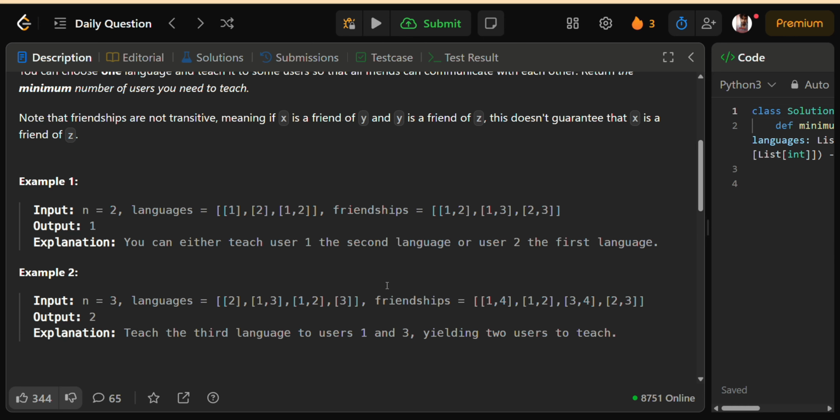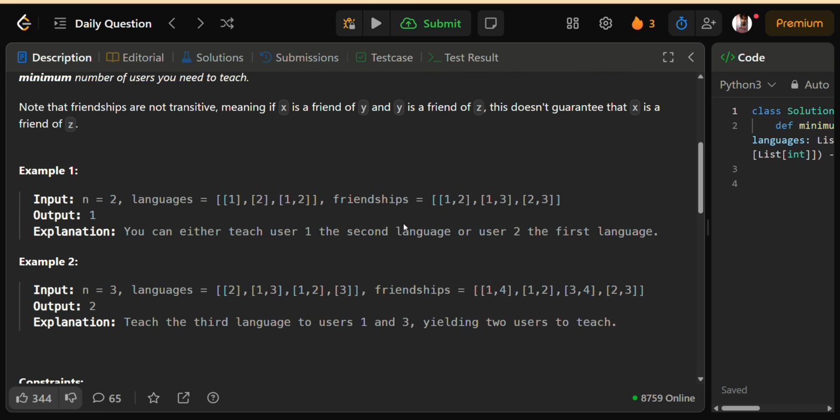Let's analyze. Between user 1 and user 2, they don't share any common language. So they cannot communicate. This is a problematic friendship. Between user 1 and user 3, they both share language 1. So this friendship is fine. Between user 2 and user 3, they both share language 2. So this is also fine. So the only problematic edge here is between user 1 and user 2.